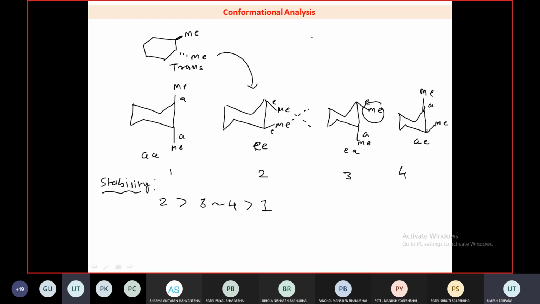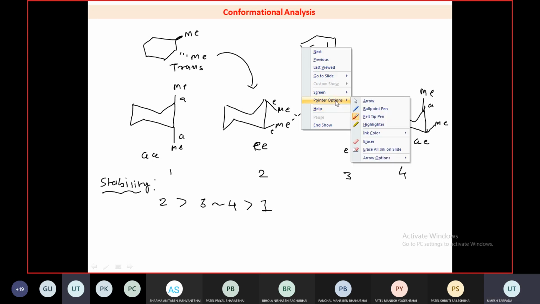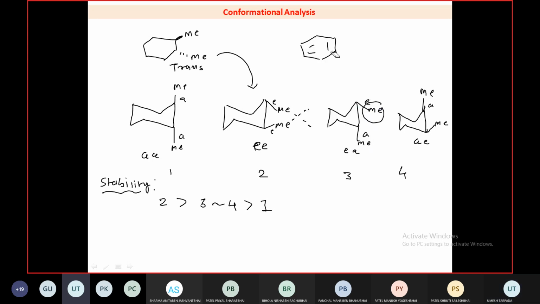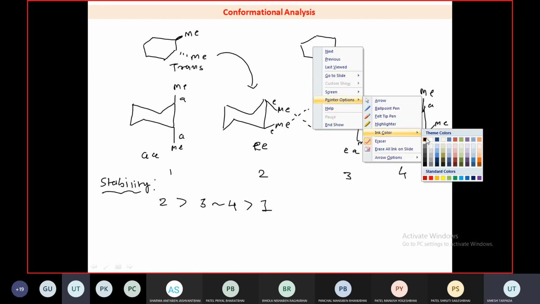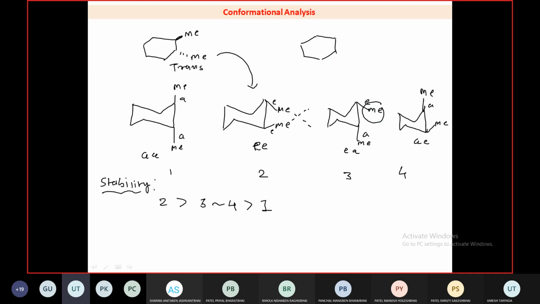Stable structure. If you have two groups in the same direction, what happens? If two groups are in the same direction, then you can have one at axial and one at equatorial. So this is the correct stable structure. These two are in the same direction, so either this one or this one, both are the same. It is the correct structure. And here both structures are possible, but this one is less stable.